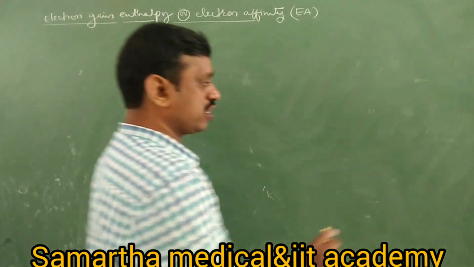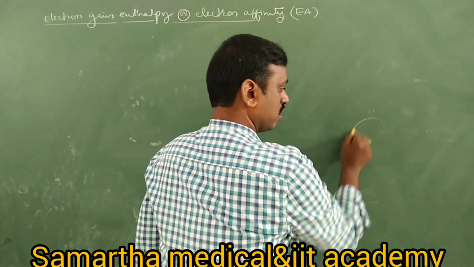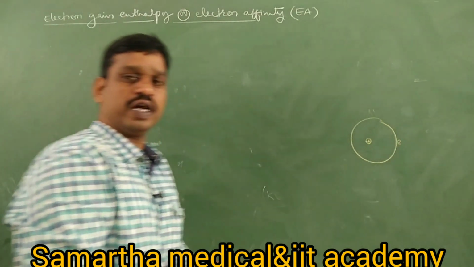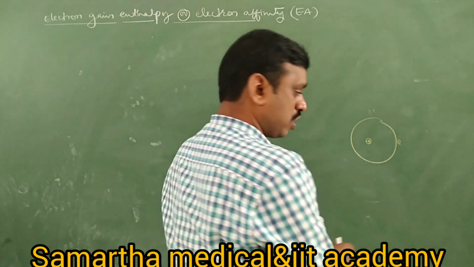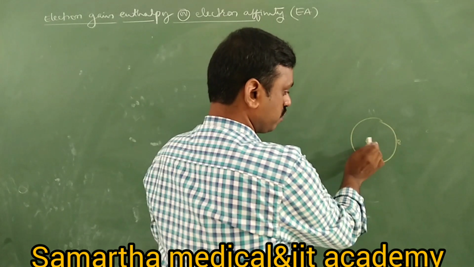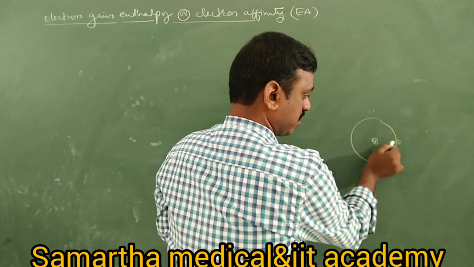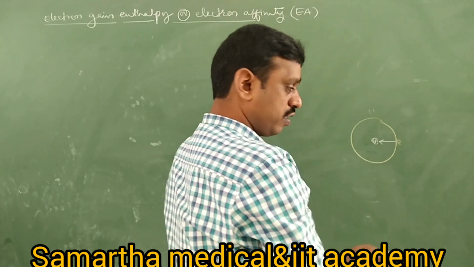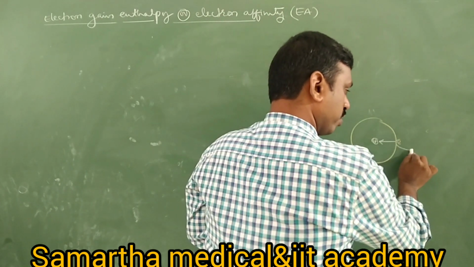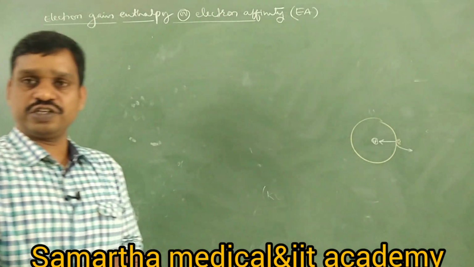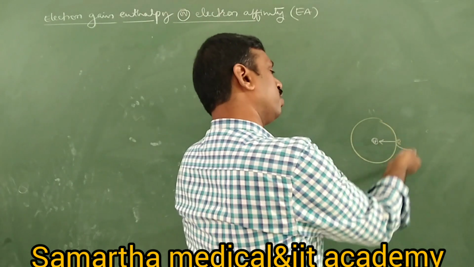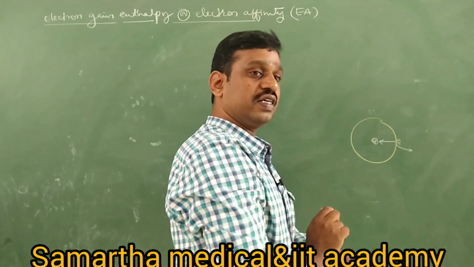So we have studied in ionization enthalpy: there is a nucleus, an atom, which has an electron in the outermost orbit. It is a stable atom, so this electron continuously revolves around the nucleus in a particular orbit. The nucleus attracts the electron towards its side with a force of attraction. Now, to remove a stable electron, what do we have to do? We need to use energy. The minimum amount of energy required to remove the electron from the outermost orbit is ionization enthalpy.